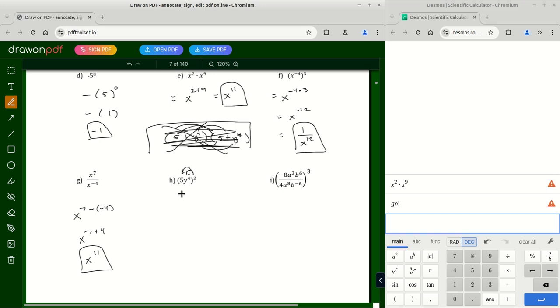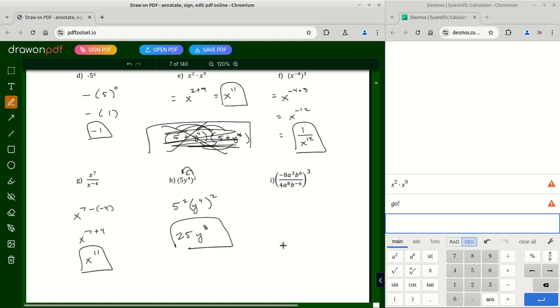So I'm going to apply it to both of them. That's 5 squared, and then y to the 4th all squared. Well, this one's easy. 5 times 5, 25. Again, that's 5 times 5, right? Squared. And so you can also use Desmos to verify, of course. But notice here we got powers of powers, and they multiply. So I got an 8. And that is it. We're done. There's nothing else to do there, which is kind of nice.